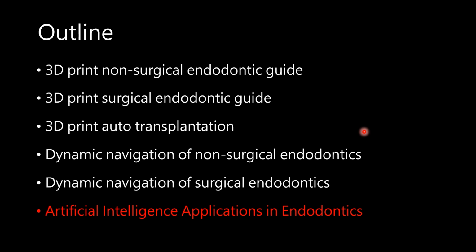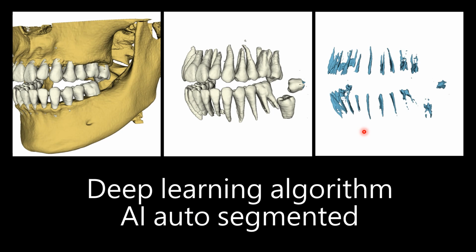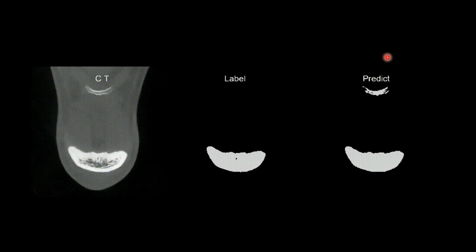So we come to our very last part. We are talking a little bit about the artificial intelligence application in endodontics. At first, you can see in my topic page, we train the AI with CBCT images. I use a deep learning algorithm, and I put the CBCT inside the model I trained. And it will come out with the bone surface, the tooth surface, and the pulp.